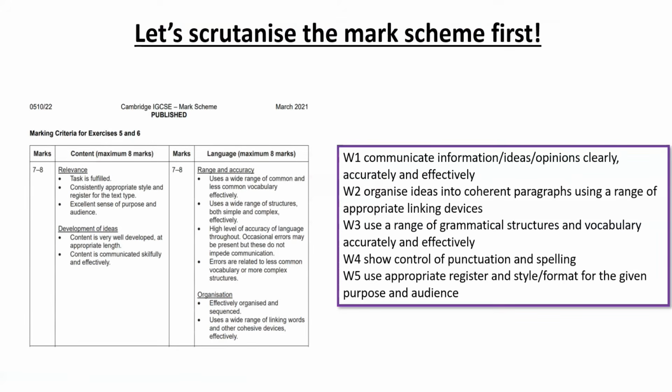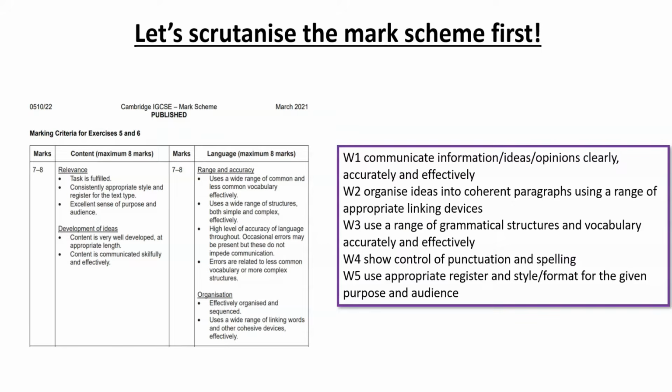But first, let's just scrutinize the mark scheme. Where do you get your marks from? So for exercise 5 and 6, they are both worth 16 marks. So it's really important that you get them right. You are marked on 2 different strands, content and language, and both are worth 8 marks each.